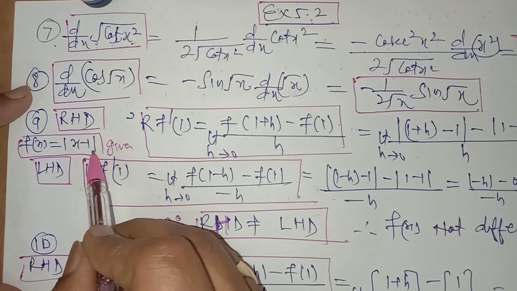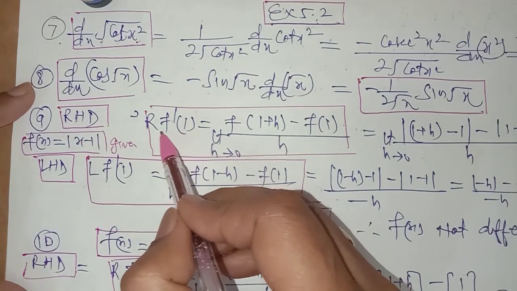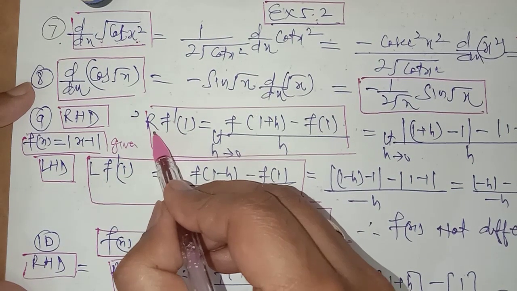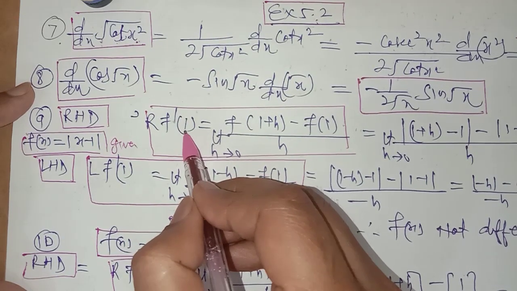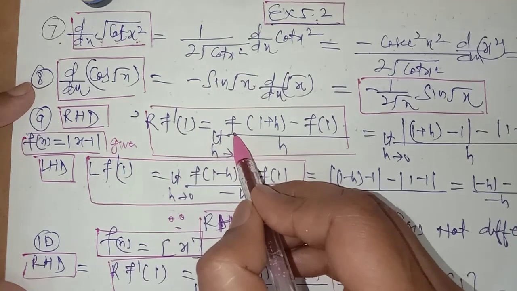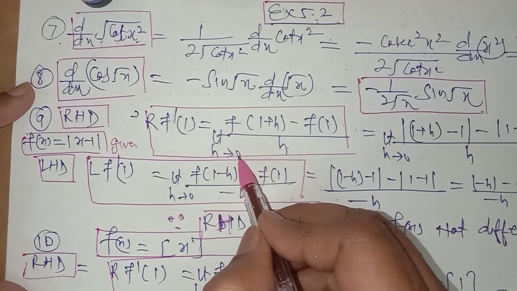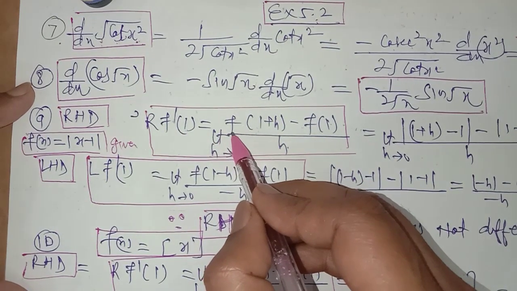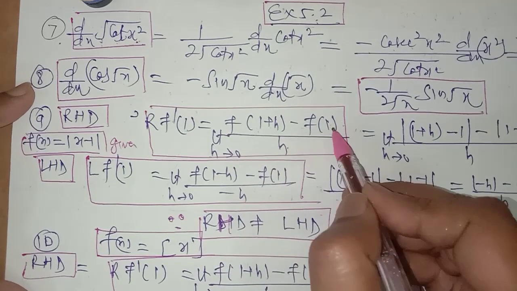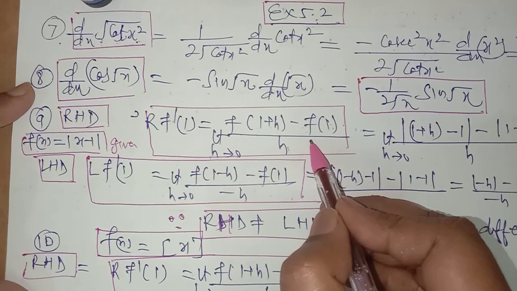The function f(x) in question number 9 is given as mod x minus 1. Now we find the right hand limit, written as capital R f dash 1. You have to check the differentiability at 1, so you have to replace x by 1. The formula for the right hand limit is limit h goes to 0 of f(x plus h) minus f(x) upon h. So in place of x we have 1. It comes out to be limit h goes to 0 of f(1 plus h) minus f(1) upon h. This is the formula for the right hand limit.